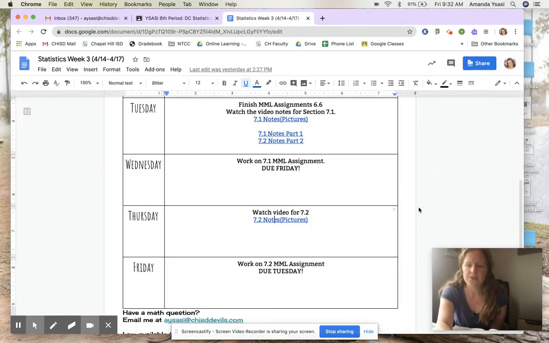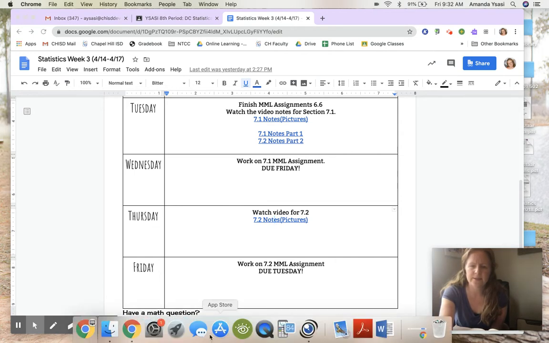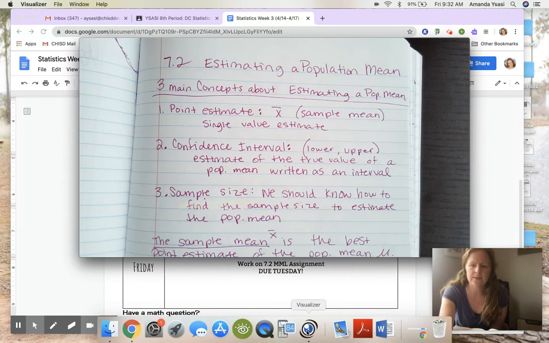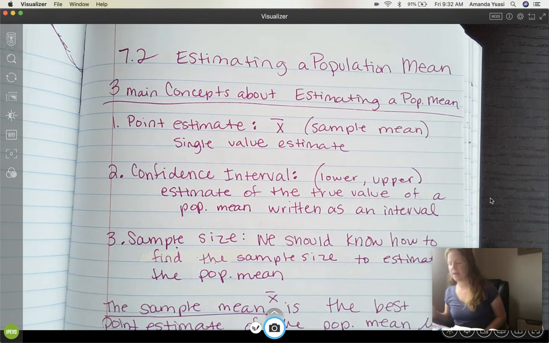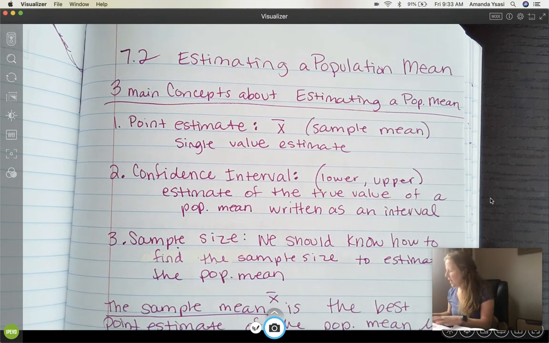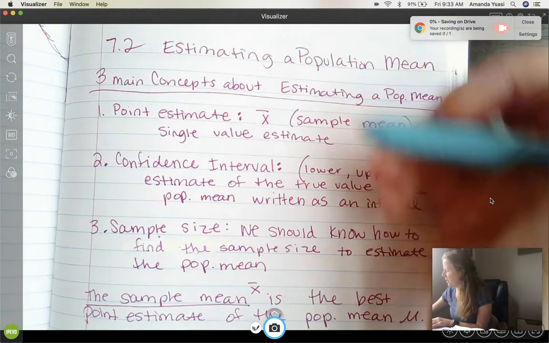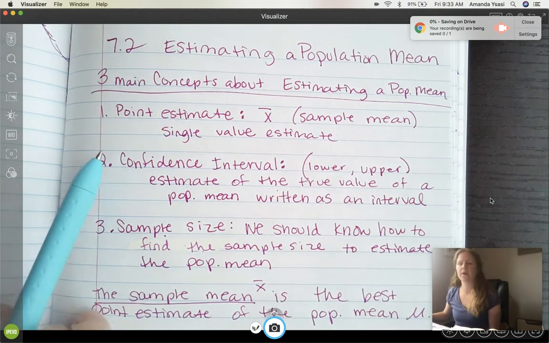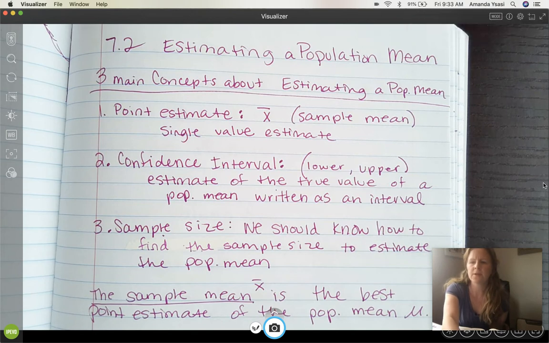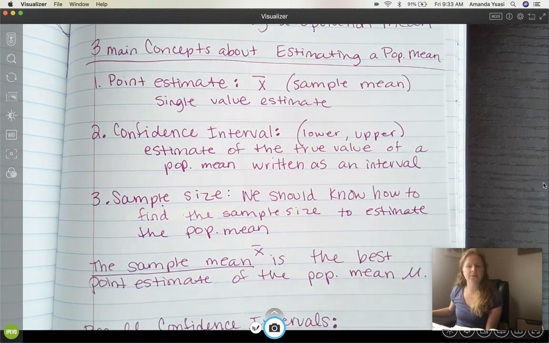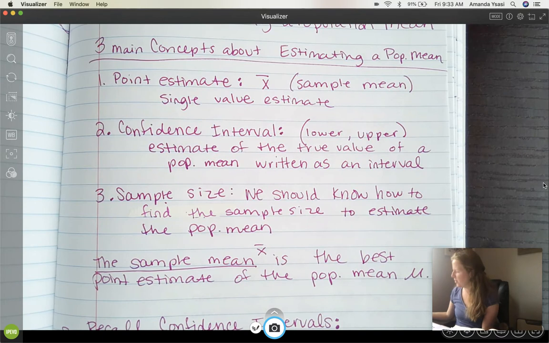All right. So I'm going to hide this and pull that up and go ahead and get started. Okay, so we have 7.2. This is the last section in chapter 7. Go ahead and read through this. A couple of things that we've gone over: the point estimator is the X bar, the sample mean.